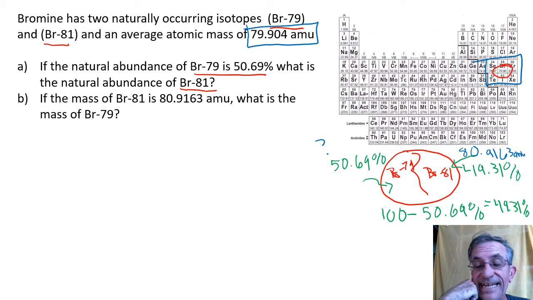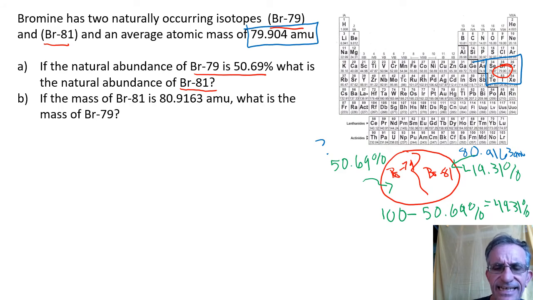They're giving us the average mass, and they want to know the weight of one of the two types of bromine. All right, so we're going to use the same equation, but we're going to have to do something a little different. We're solving for something else this time. So let me remind you what that equation says.